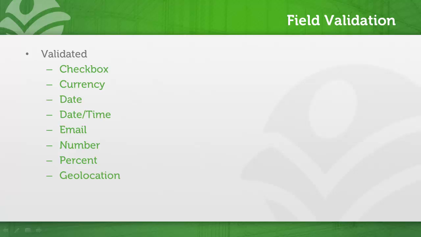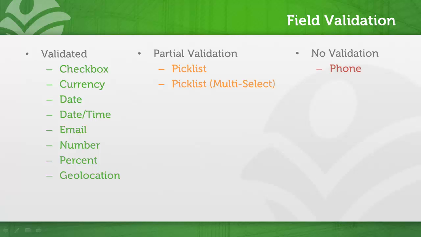Most fields are validated to their corresponding data type. For instance, currency, number, and percent are numeric fields. This means that you cannot enter characters no matter what. Most other fields are validated as you would expect as well. For instance, you cannot enter an improperly formatted email into an email field. Some fields are not validated, however. We'll explore these exceptions starting with phone.